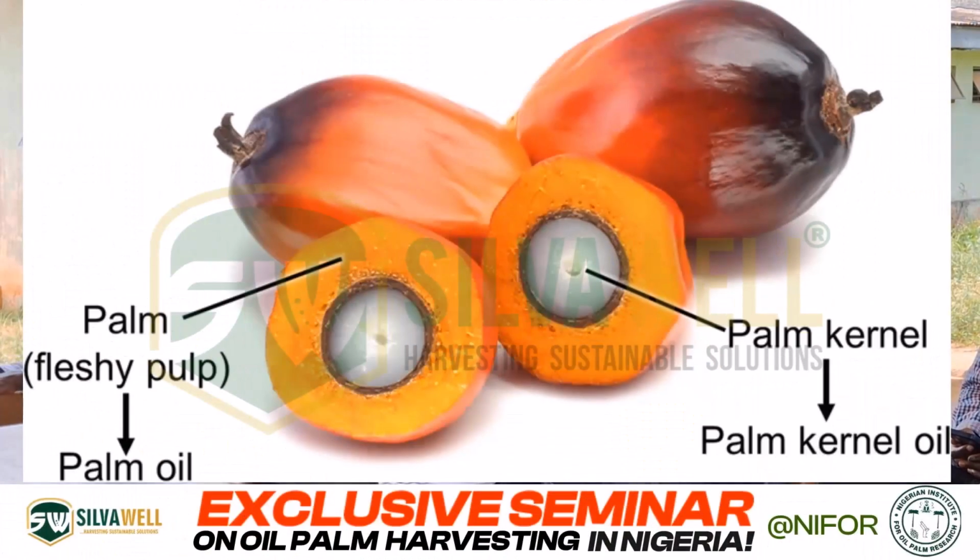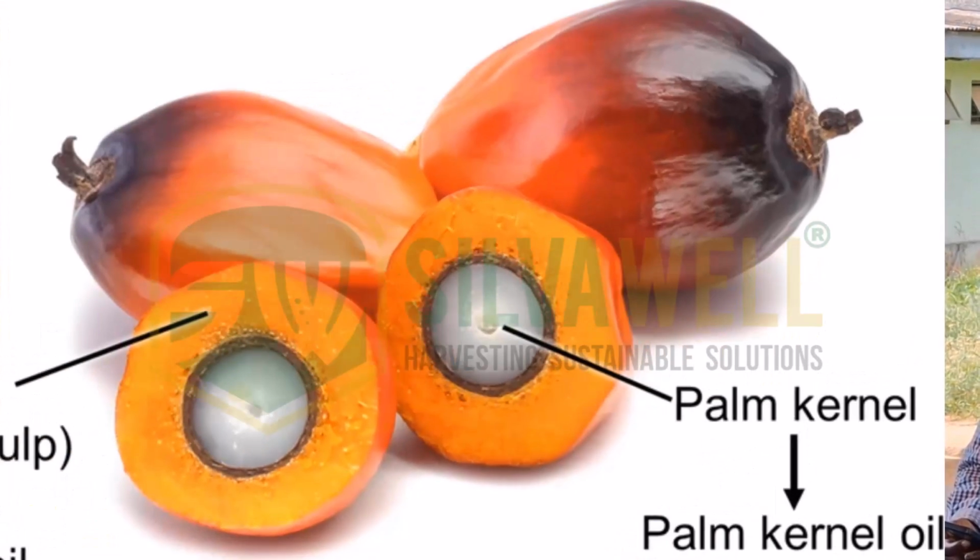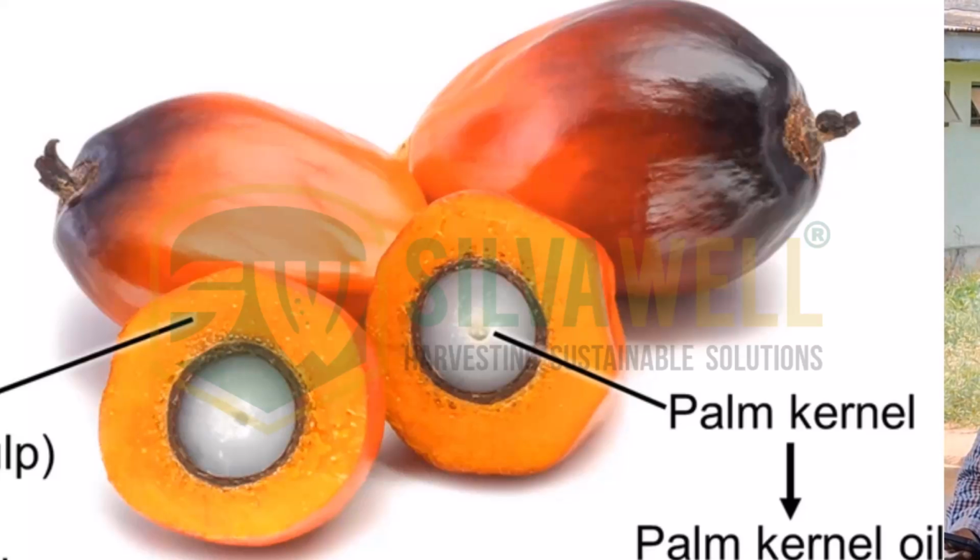Here, in this picture, you see that the fruits have been sliced into 2. And you can see the inner part of the fruit. The orange, yellowish coloration, that part is the pulp of the fruit. That's the part that actually carries the oil. The black part is the shell. And then the white part is the kernel. The kernel also has oil.